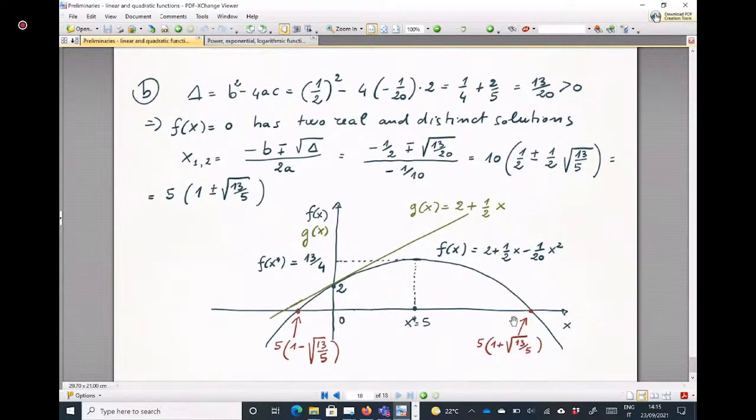These are the two values. This is the maximum point. Of course, the two values are symmetric with respect to the symmetry axis here. Anything else should be clear here. This is the representation of the results of our exercise, and this is the representation of the straight line of equation 2 plus 1/2 x.